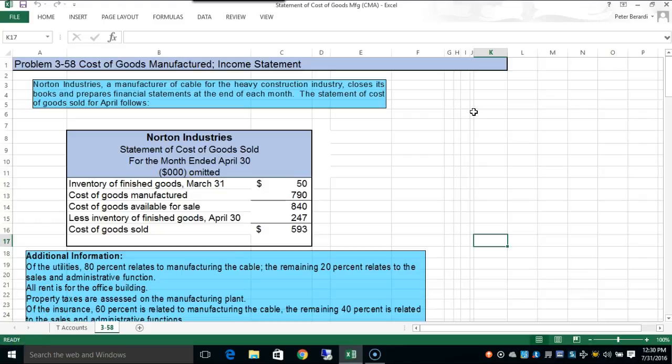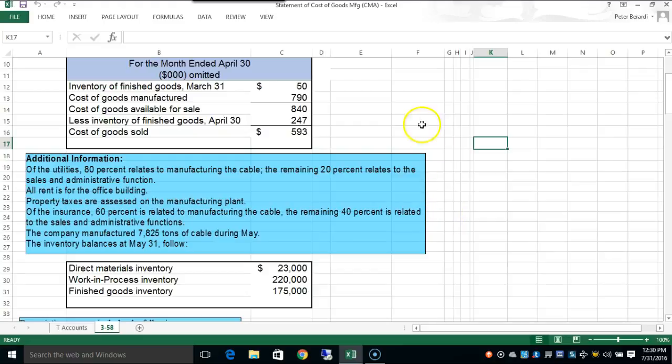So here we go. Norton Industries, a manufacturer of cable for heavy construction industry, closes its books and prepares financial statements at the end of each month. The statement of cost of goods sold for the prior month, April, is as follows. So it gives you your inventory balances, cost of goods manufactured, cost of goods sold as of April 30th. But we have to prepare one for May.